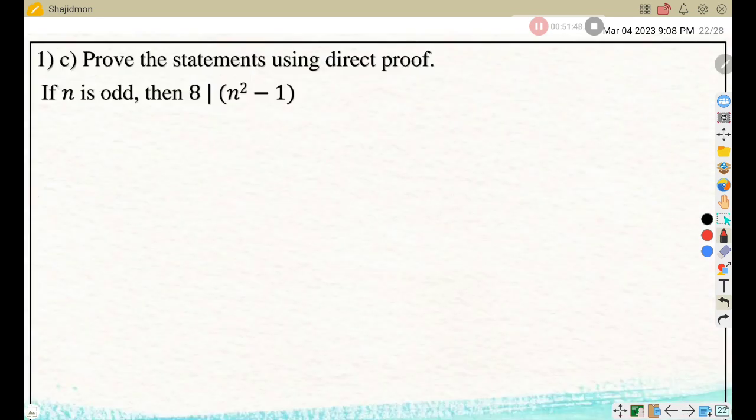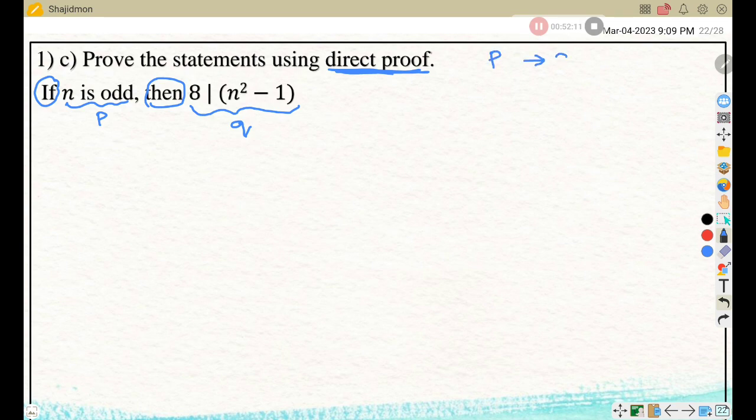Okay. Now question number 1c part. You can see, if n is odd number p, then 8 divides n square minus 1. That is the q. What is the proof statement using direct proof here? Direct proof means p implies q, correct? If p is true, q is also true. Only we need to check. No need to contraposition or negation, nothing. Direct proof, okay?